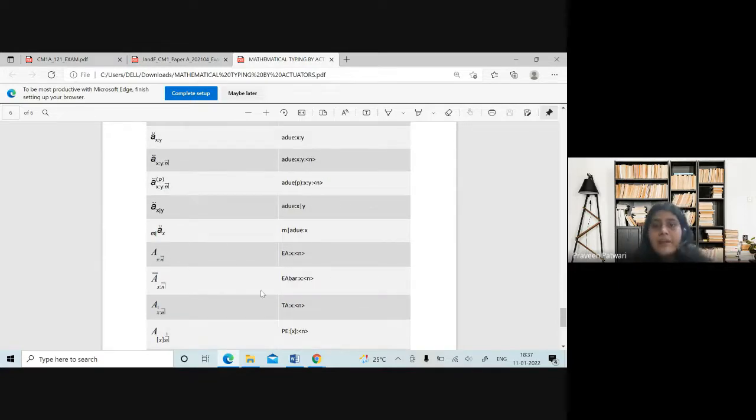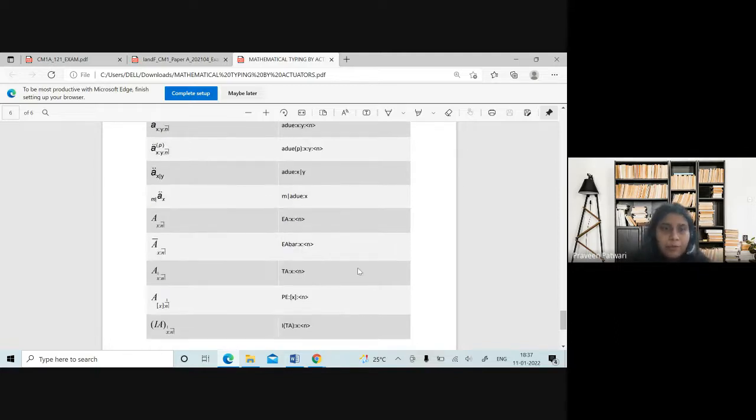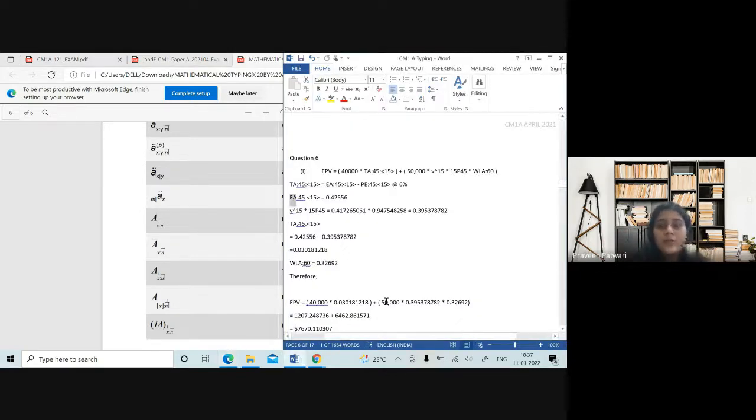So this table is strictly to be followed for the CM1 paper for all the insurance related questions. Make sure that only these notations are followed. There is absolutely no other way to write these. Don't try to use the equation editor because it will get messy after a point of time. So just stick to these, okay?